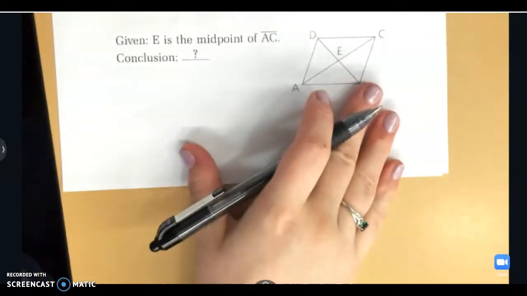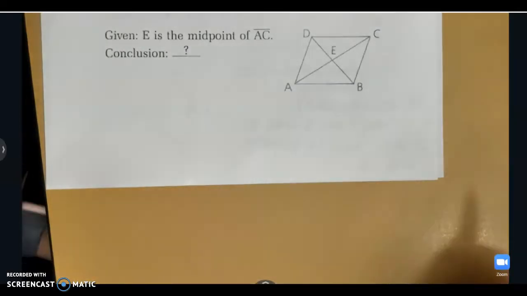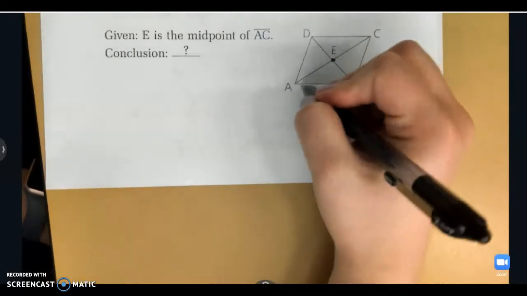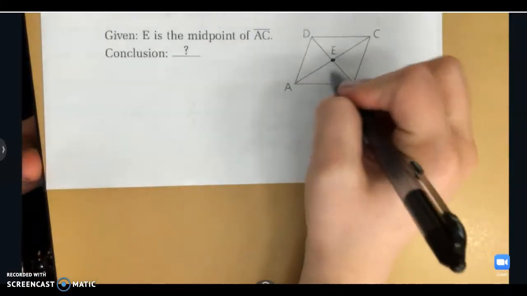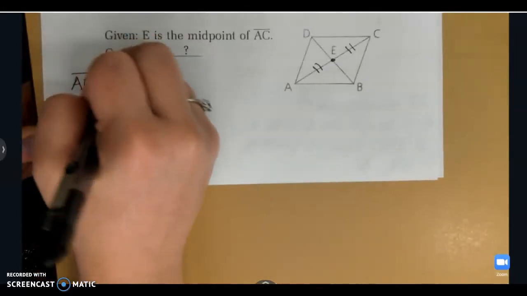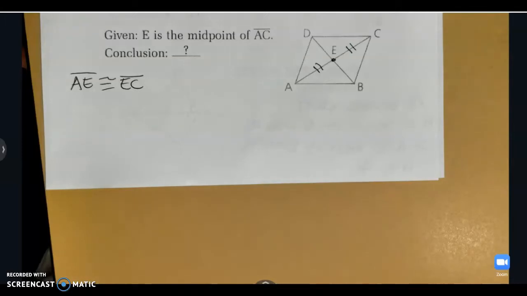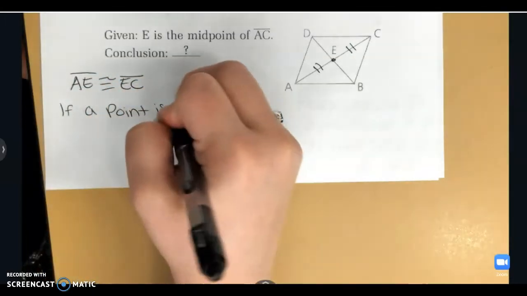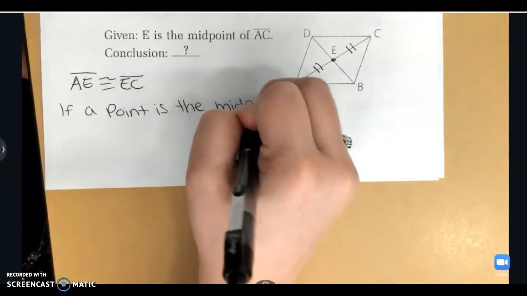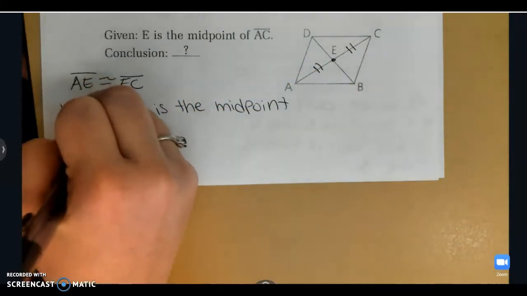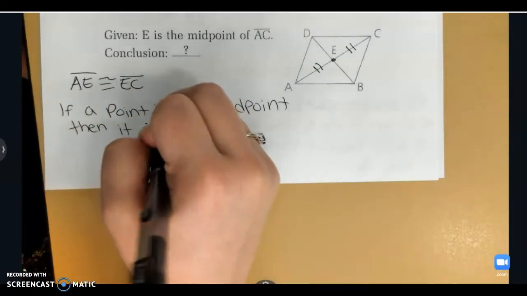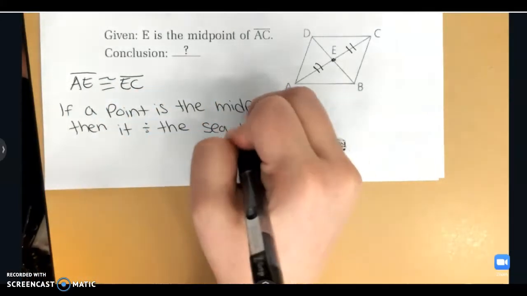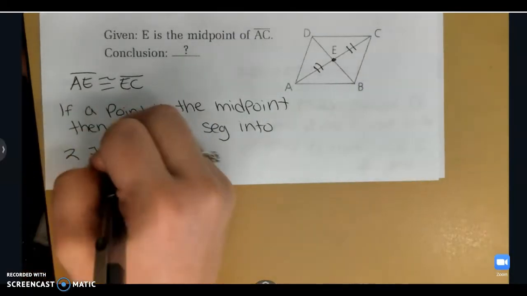Number 6, if E is the midpoint of AC, that's what we're given. E is the midpoint of AC. Now remember, midpoint is the middle point, so I can conclude that AE and EC are congruent segments, because if a point is the midpoint, then it divides the segment into 2 congruent segments.